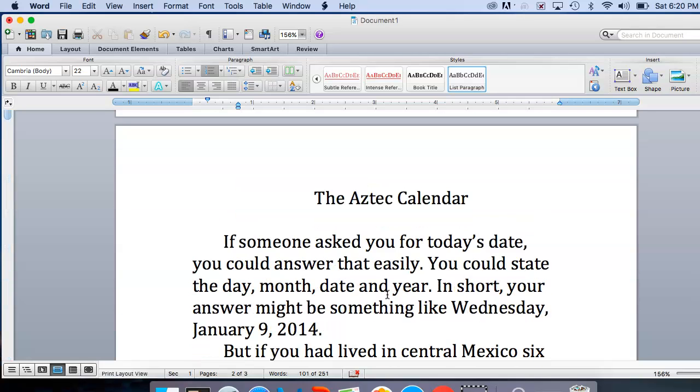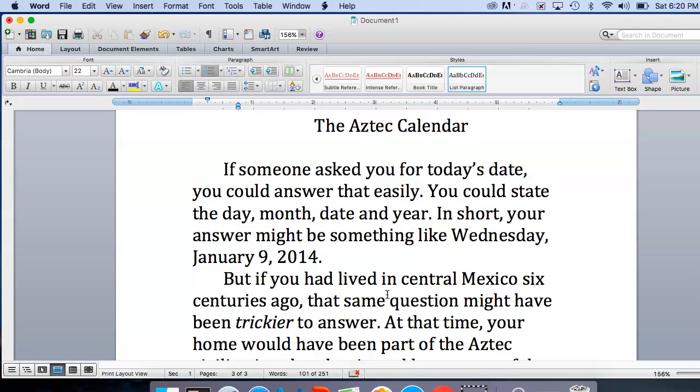So let's read something and let's identify the audience and purpose. I will help you guys identify it. So what we're reading today is the Aztec calendar. The Aztec is a very old civilization in Mexico. They don't exist anymore, but it was a very powerful and very advanced civilization before. So we're reading about the Aztec calendar.